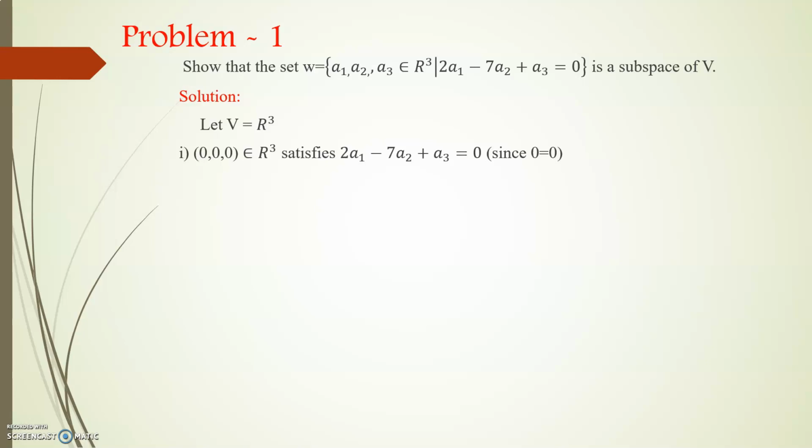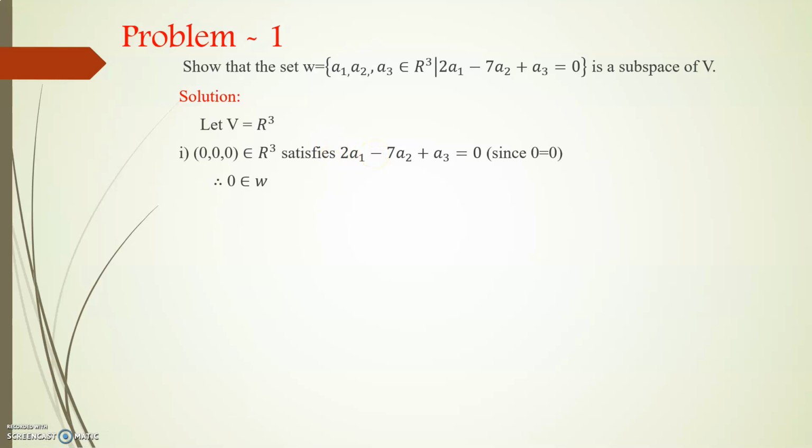So first condition, 0 belongs to R cube. Here, if you substitute a1 equal to 0, a2 equal to 0 and a3 equal to 0, we get the condition equal to 0. Therefore, the first condition is satisfied for the subspace.